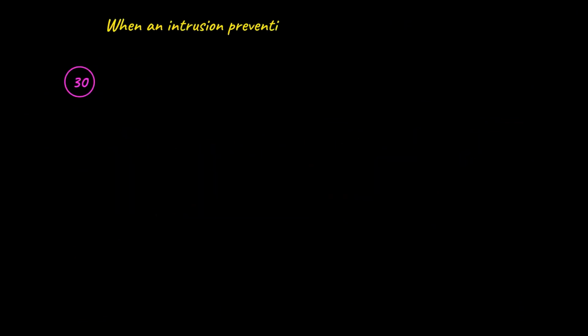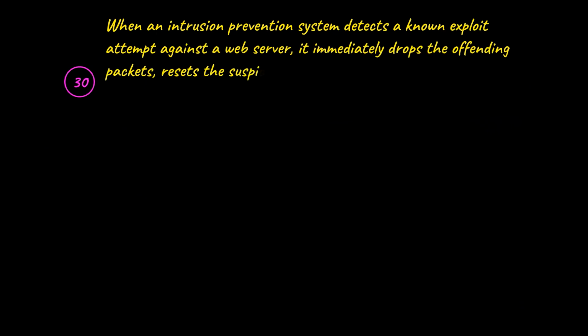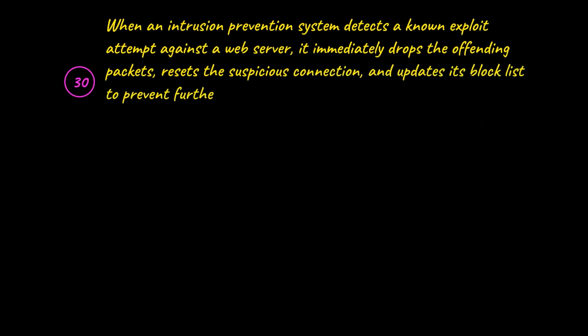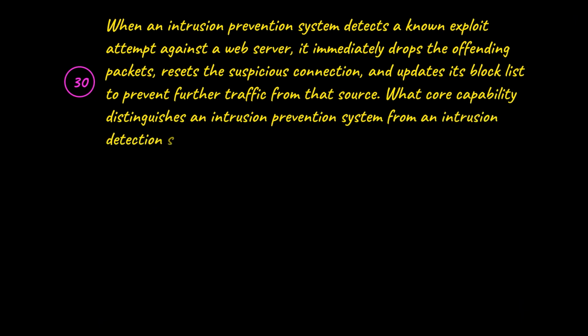Question 30. When an intrusion prevention system detects a known exploit attempt against a web server, it immediately drops the offending packets, resets the suspicious connection, and updates its block list to prevent further traffic from that source. What core capability distinguishes an intrusion prevention system from an intrusion detection system in this scenario?